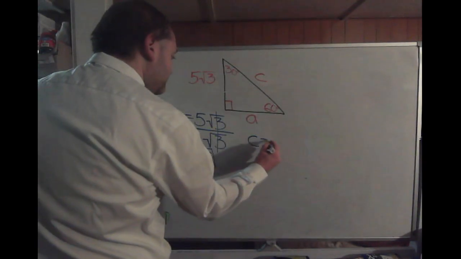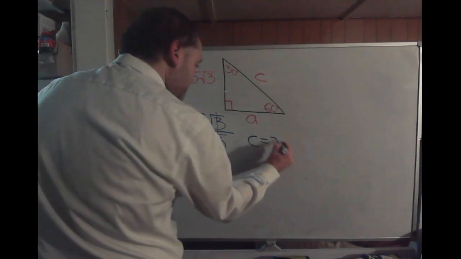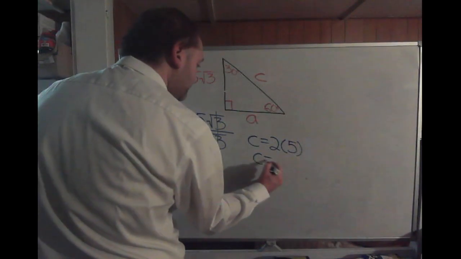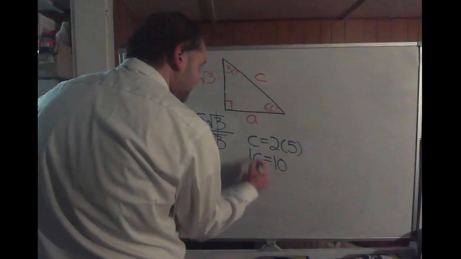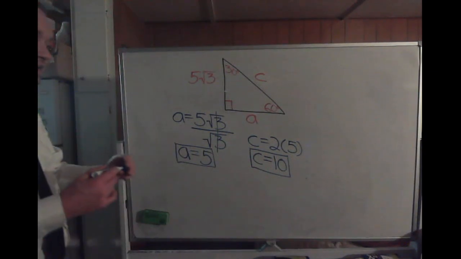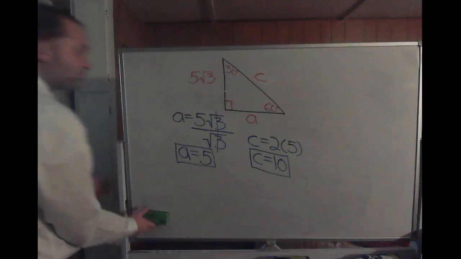So then for the length of your hypotenuse, C, you just take 2 times the length of your shorter leg, which is 5, which means the length of your hypotenuse, C, would have to be 10. So A is 5 and then C is 10. Not too bad.